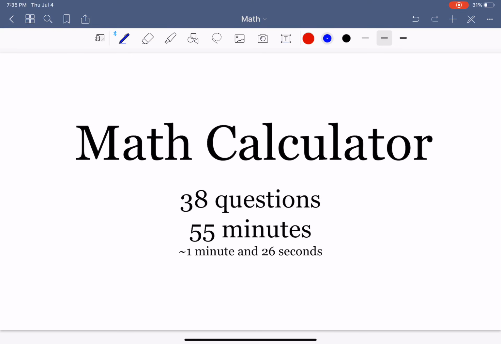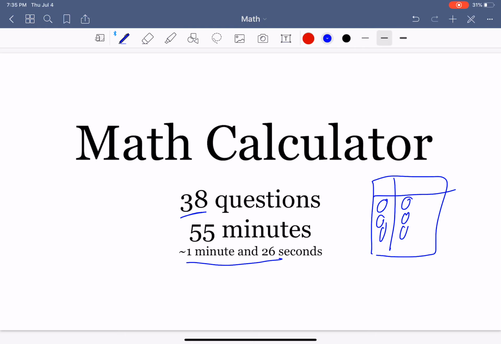Then we have the math calculator section. That one is 38 questions in 55 minutes. That's around a minute and 26 seconds per question. This one does give you more time, but it is more questions. Each of them also has student-made responses at the end, the ones with the little boxes that you fill in yourself. It's not multiple choice. You have to put the answer in. The first section has 5 of those at the end, and the math calculator section has 8 of those at the end.